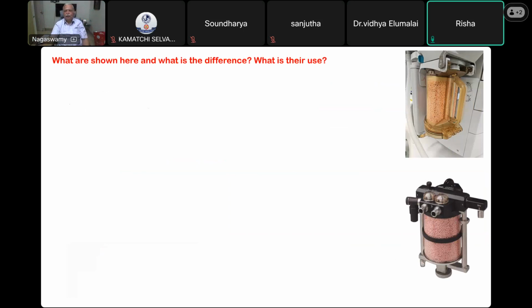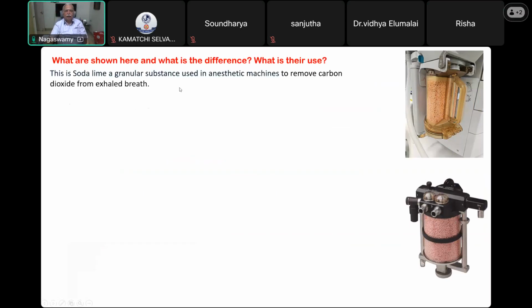This one is the newer one, on the modern machine. Okay. Soda lime, what is soda lime? It's a granular substance used in the anesthesia machine to remove carbon dioxide from the exhaled breath. This top one is in the anesthesia workstation and the bottom one is in the older anesthesia machines.